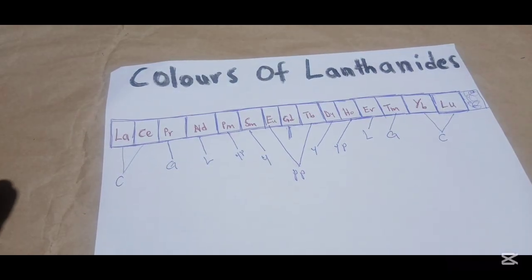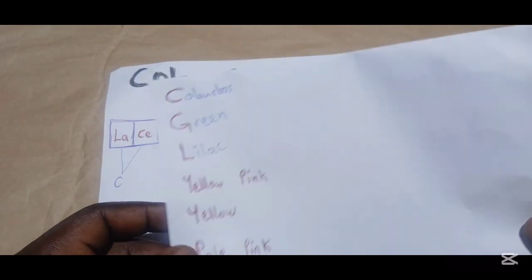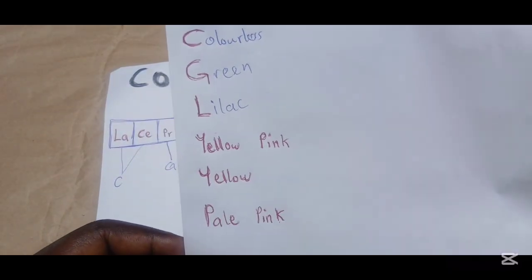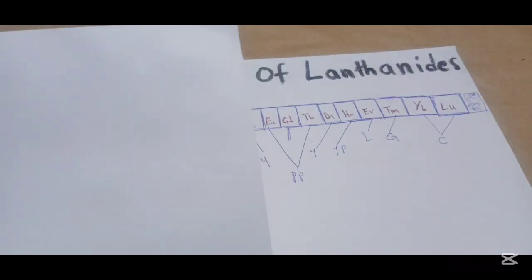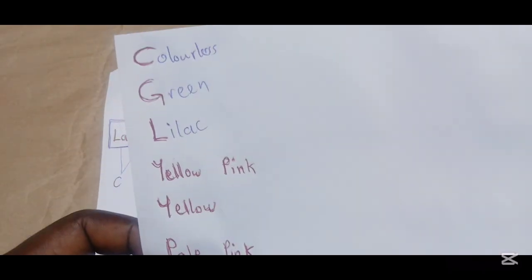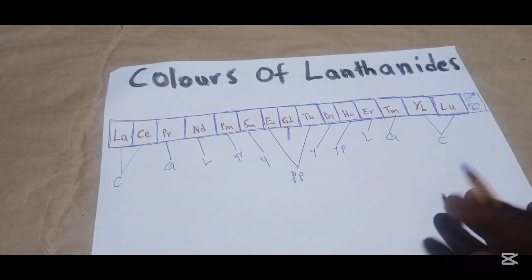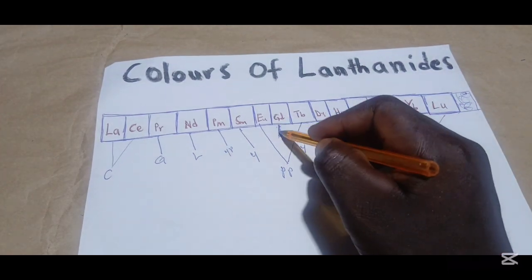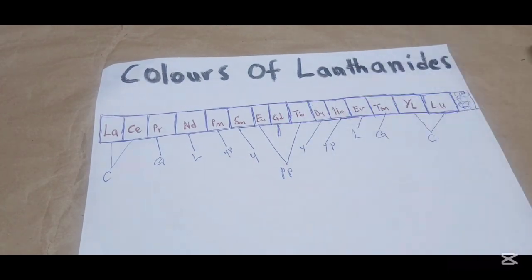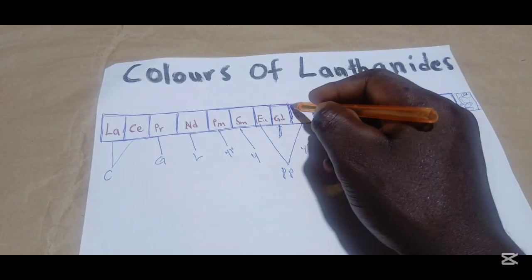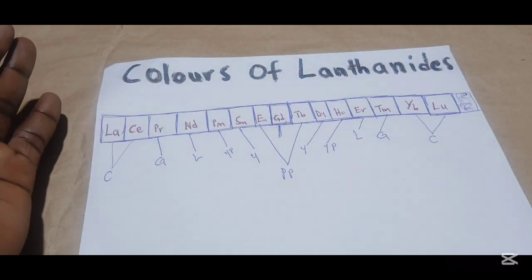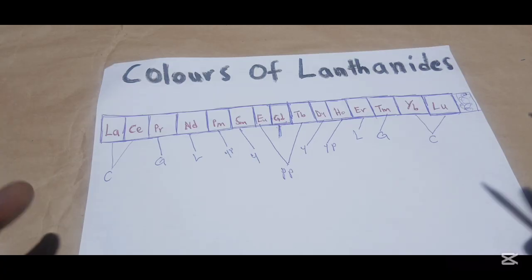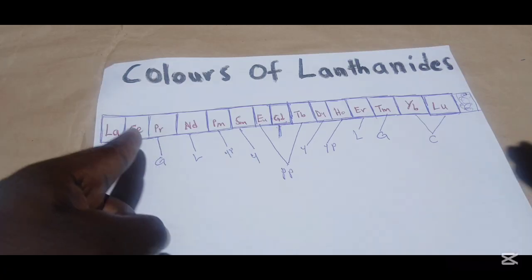Once you are in your exam hall, just make sure you have this color chart: CGL, yellow, pink, yellow, pale pink. And you know the first one, which is colorless, you take two from the left, two from the right, one from the middle. If you count these elements, you can see that gadolinium is the one in the middle. So first step, C: you take two from the left, two from the right. Then after that, G, which is green, one from the left, one from the right.